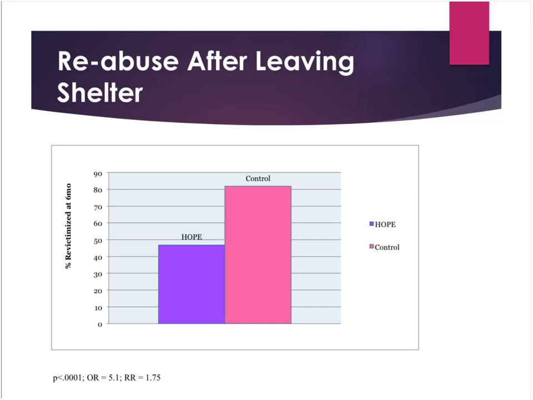Our most impressive finding, I think, was the percentage of women who experienced re-abuse after they left shelter. And you find that the women who received HOPE had fewer incidences of re-abuse relative to controls. So that's getting at the idea that perhaps if we deal with the PTSD, they are better able to access the resources they need to establish safety and really benefit from shelter.